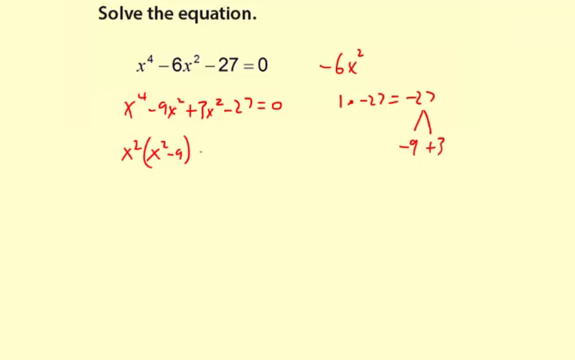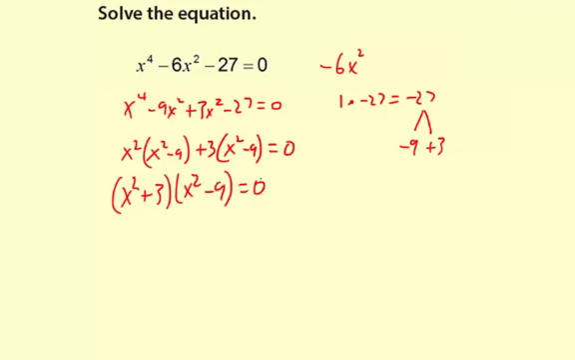Now we'll do the second two terms here. Plus 3 is all that's in common, so that's going to leave an x squared minus 9, because 3 times x squared makes 3x squared. 3 times negative 9 makes negative 27. Now we'll do the grouping step. It's going to be x squared plus 3 times x squared minus 9 equals 0. Okay, now let's apply the zero product property and finish solving.